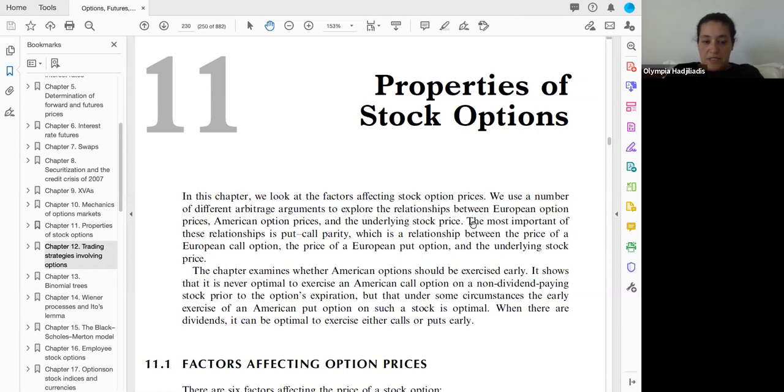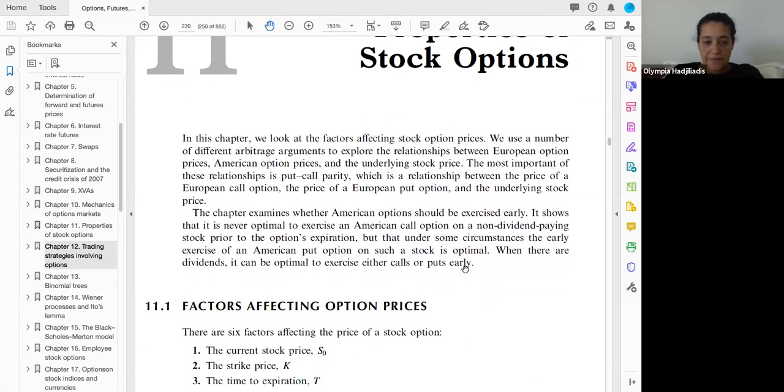The chapter examines whether American options should be exercised early. It shows that it is never optimal to exercise an American call option on a non-dividend paying stock prior to the option's expiration, but that under some circumstances, the early exercise of an American put option on such a stock is optimal. When there are dividends, it can be optimal to exercise either calls or puts early. Okay, so let's look at that.